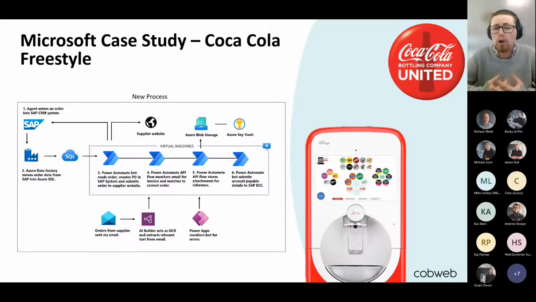So how Coca-Cola were able to take a very early issue and convert it from a problem that didn't really seem to have an answer into a full-on solution with robotic process automation built in.